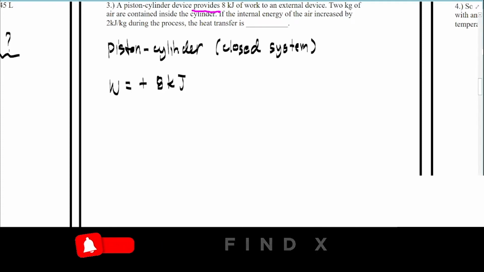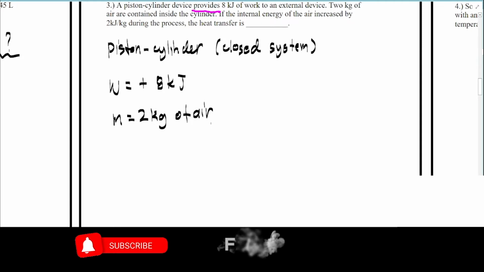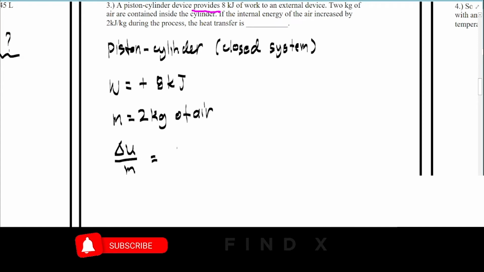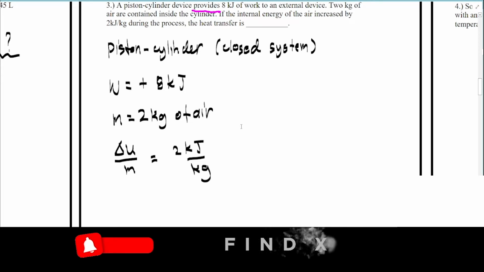And we have 2 kilograms of air, so we have mass, right? Mass is equal to 2 kilograms. And then, the internal energy of the air increased by 2 kilojoules per kilogram. So internal energy, that is a change in U. Change in U all over M, because 2 kilojoules is the change in U, but it is per kilogram. So that is change in U all over M, which is 2 kilojoules per kilogram.